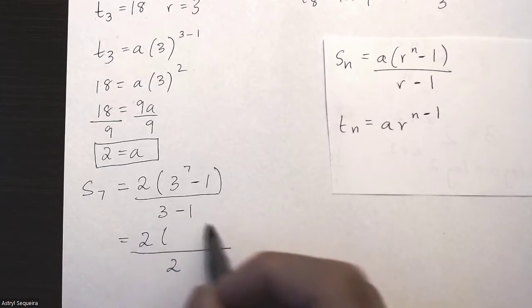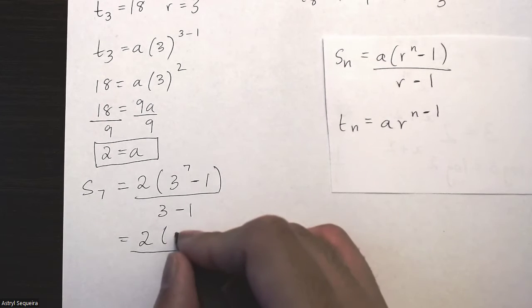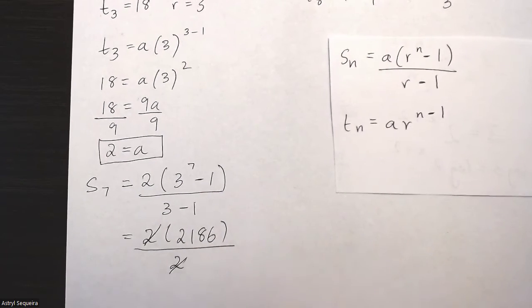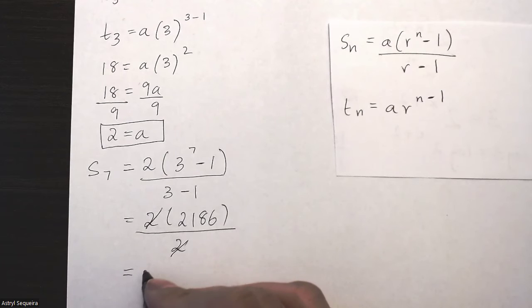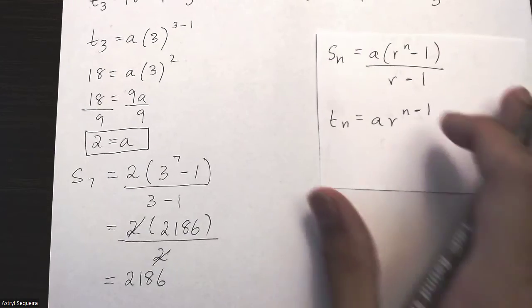3 minus 1 is 2. I'll do this in the calculator. 3 to the power of 7 minus 1 is just 2186. And these two 2's just cancel. My final answer for this first question is 2186.